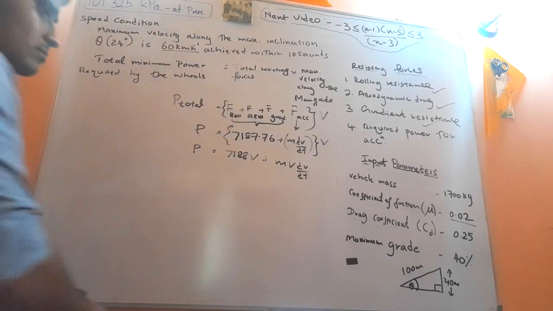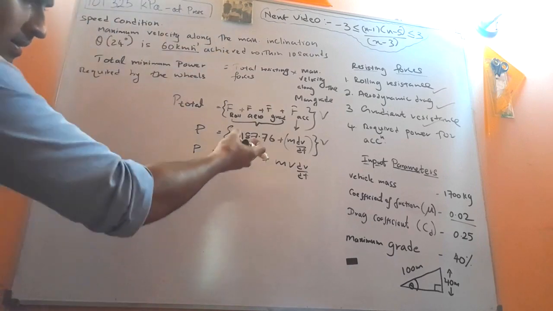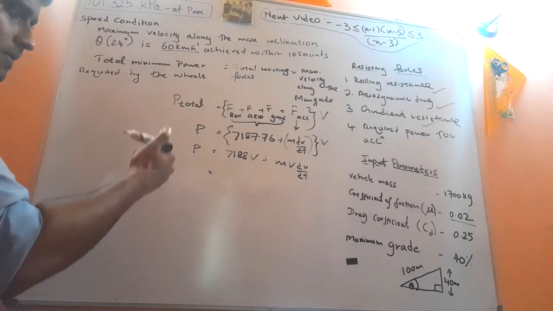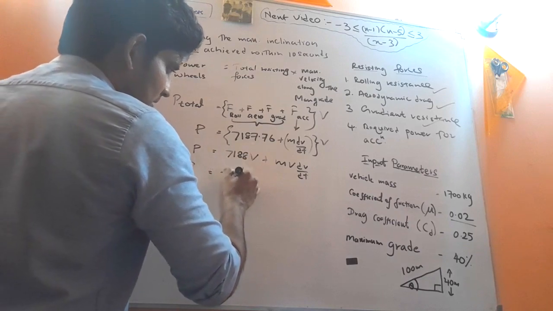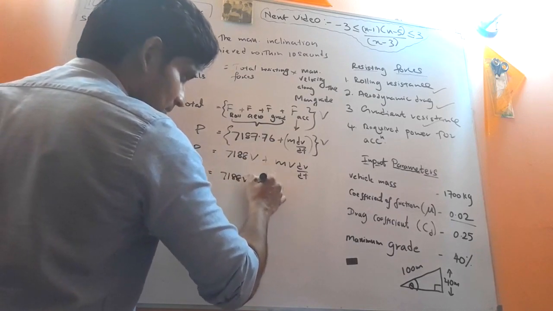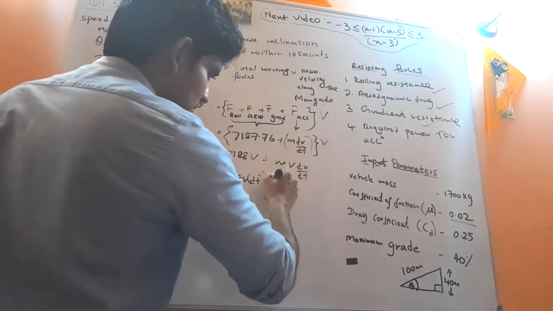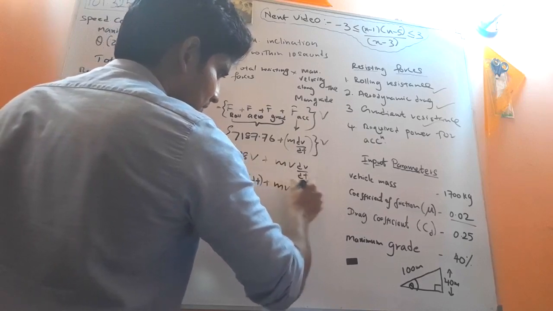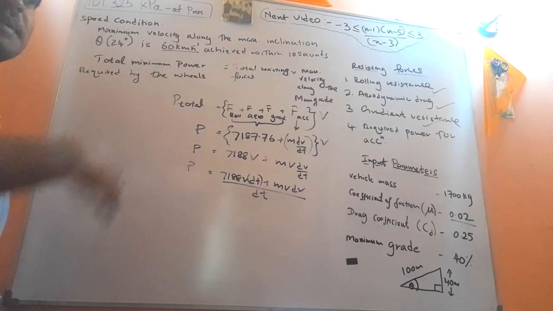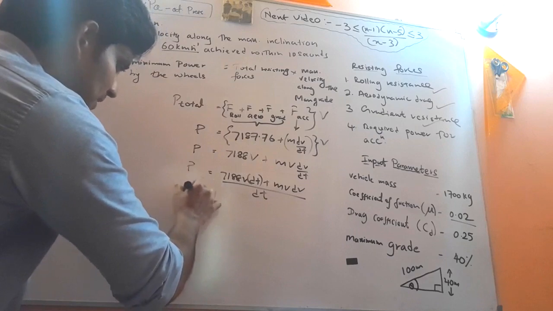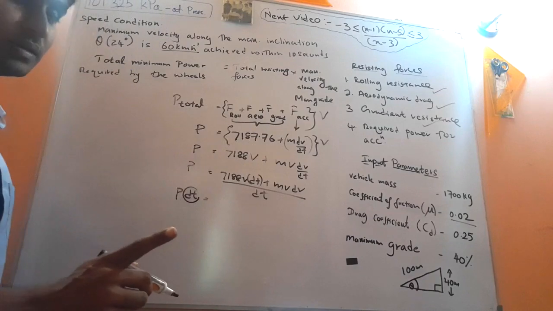Now consider the least common factor for the denominator. 7188 V times dt. What is the least common factor for the denominator? It is none other than dt, with mv dv divided by dt. Now do the cross multiplication: P times dt. Keep in mind that this dt is the derivative component.